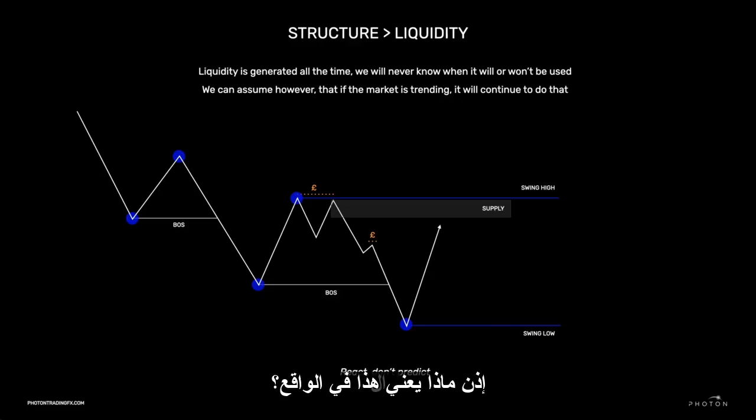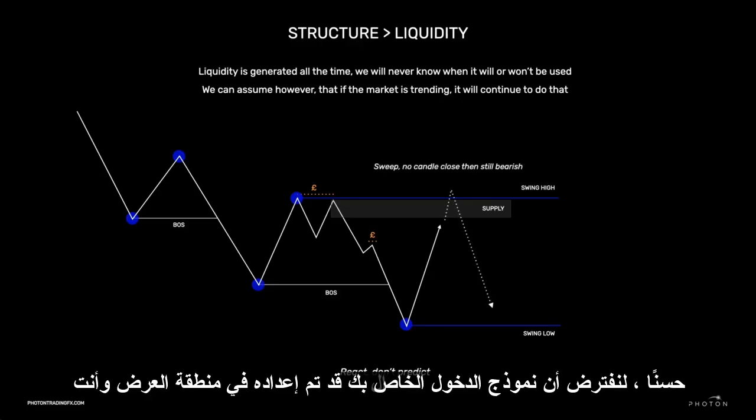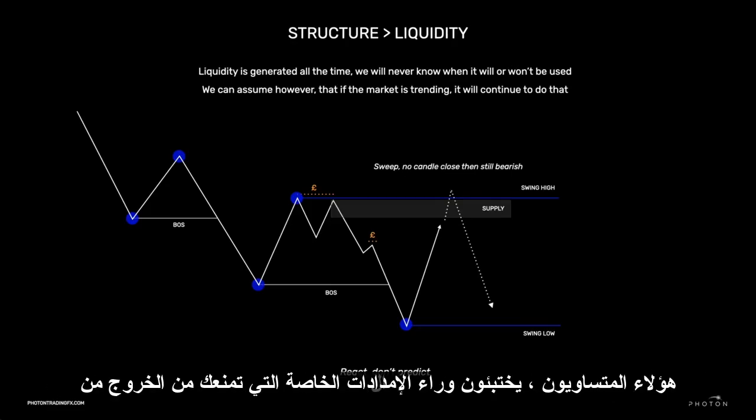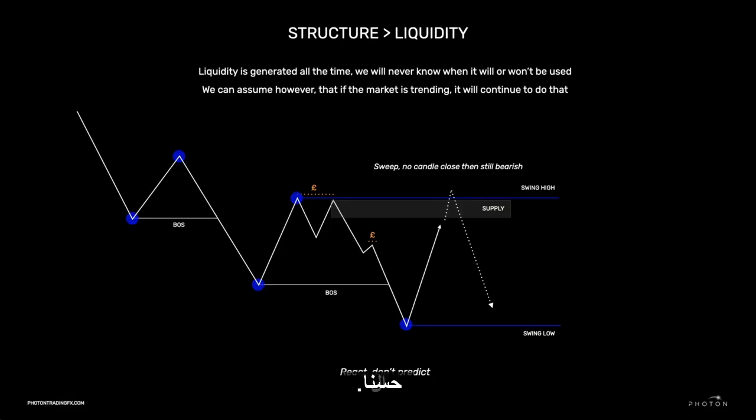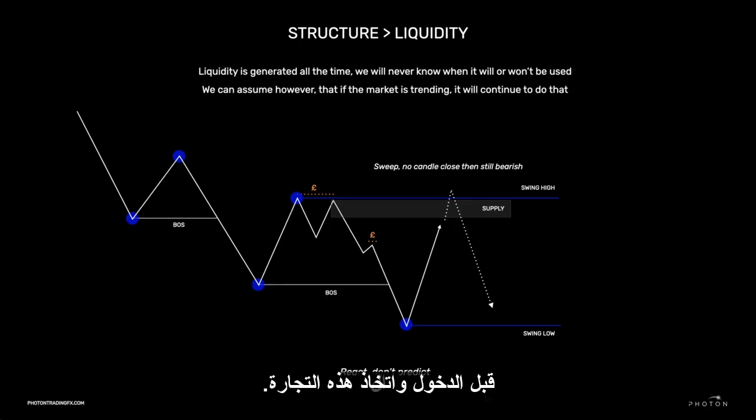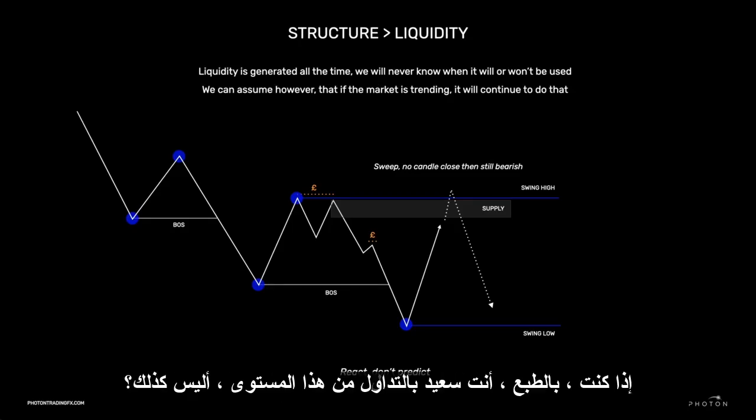So what does this actually mean in reality? Well, let's say your entry model sets up in the supply zone and you get short, but then price ends up pushing higher and actually sweeping those equal highs behind the supply zone, stopping you out of your position. That's okay. It's just part of the game and the risk that you will need to accept before you enter and take that trade, if you are happy to trade from that level, right?